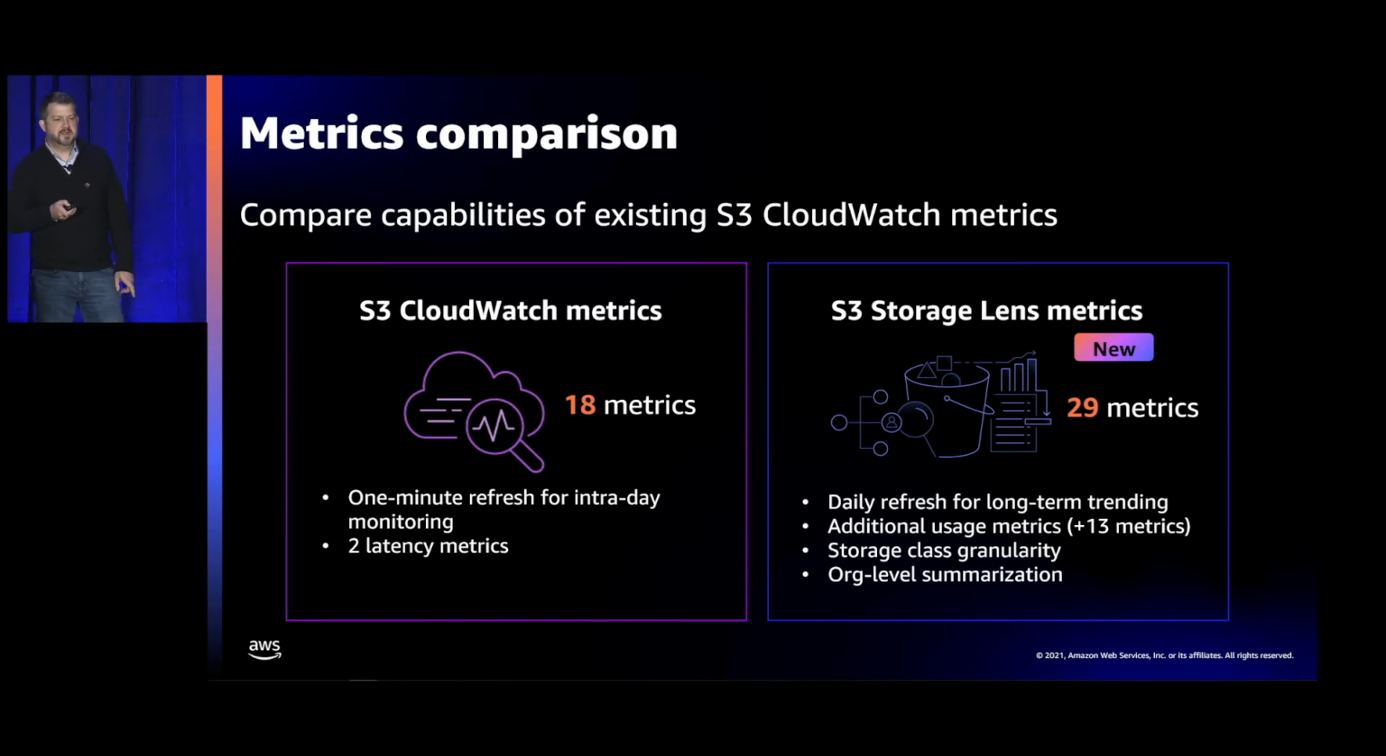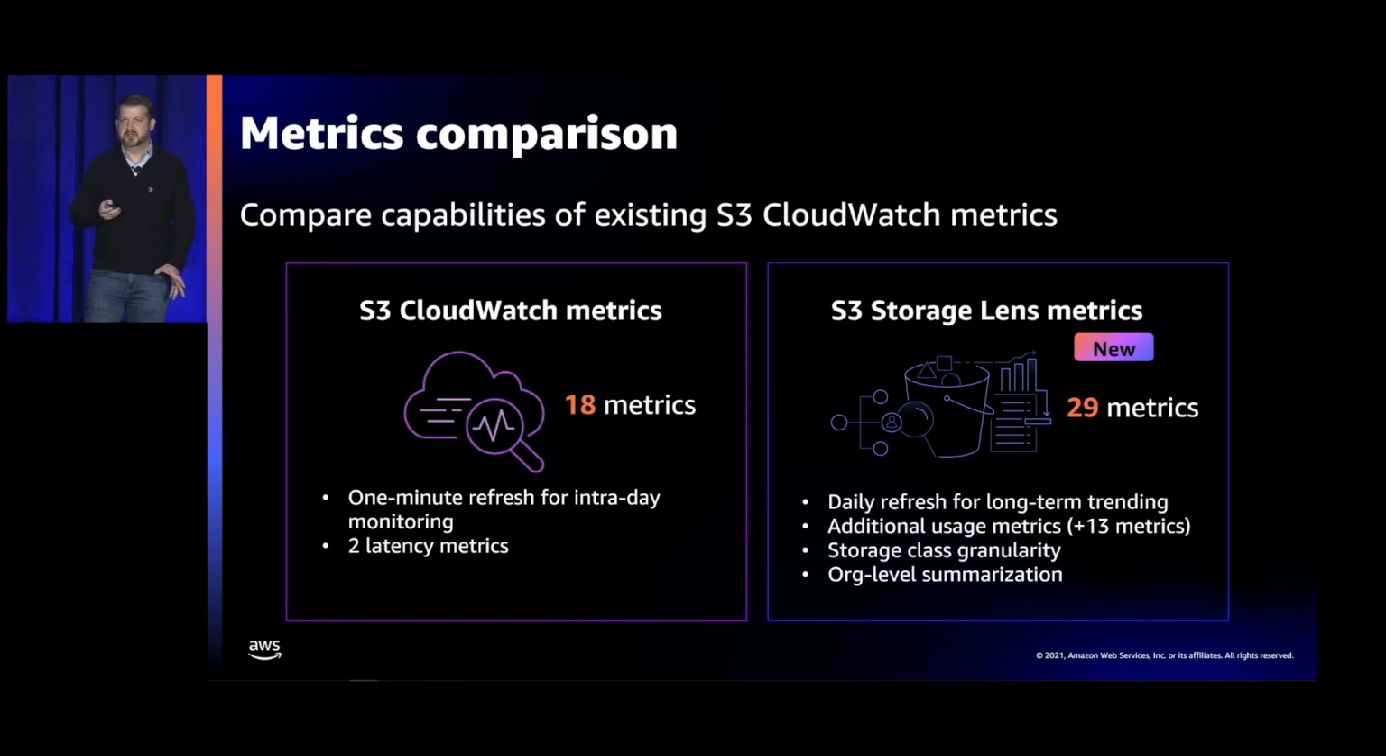The biggest difference between these two options is that S3 CloudWatch metrics are on a 1-minute refresh. And so those are built for more of a traditional monitoring use case. If you're doing intraday monitoring of your request activity, you clearly would need to stick with the existing CloudWatch metrics. That's what those are built for. However, Storage Lens is on a daily refresh. So this is a different use case. This is built for long-term trending and analysis.